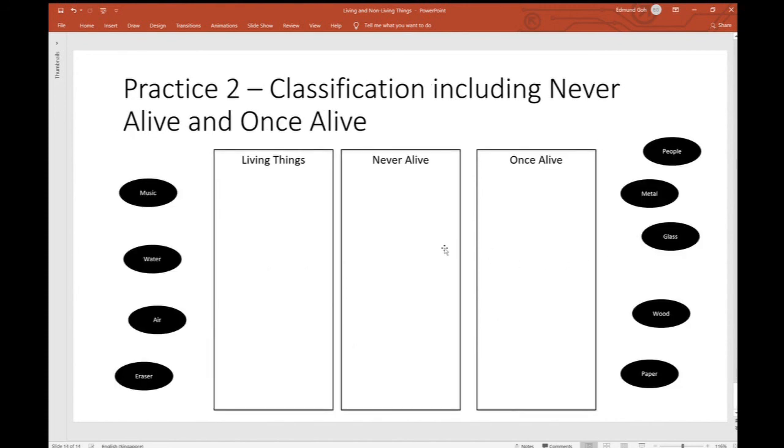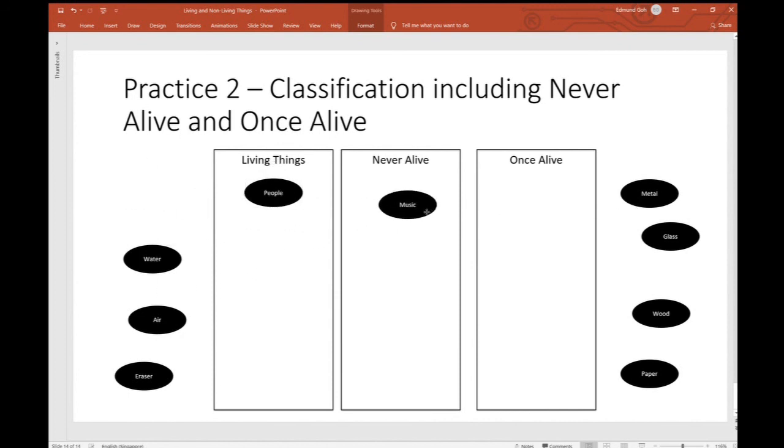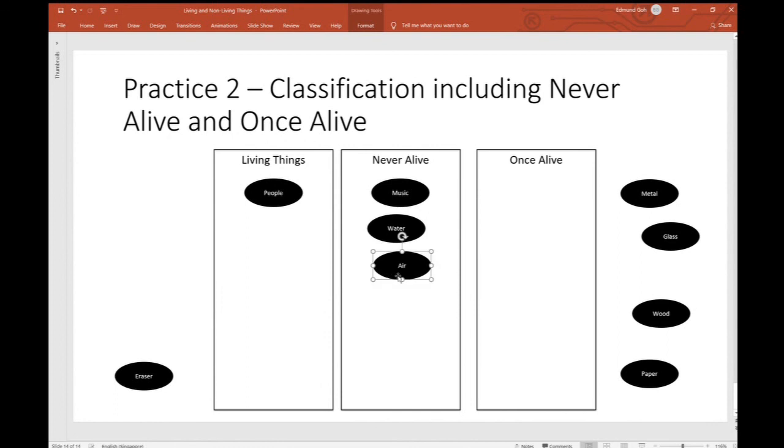Okay, so let's practice classifying based on whether they are living things, never alive, or once alive. So let's see. People, human beings, we are living things. That's about it, there's no other living things here that I can see. What about never alive? Never alive means last time it is not alive, now it is also not alive. Music is scientifically not alive. Water as well. Air. What else? Let's see. Metal.